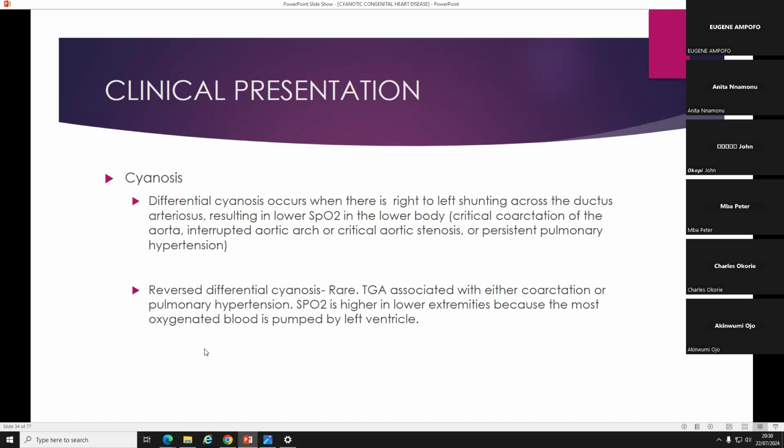Reverse differential cyanosis, this is rare. It usually occurs in transposition of the great arteries associated with either coarctation of the aorta or pulmonary hypertension. In this sort of presentation, the oxygen saturation is higher in the lower extremities because the most oxygenated blood is pumped by the left ventricle.